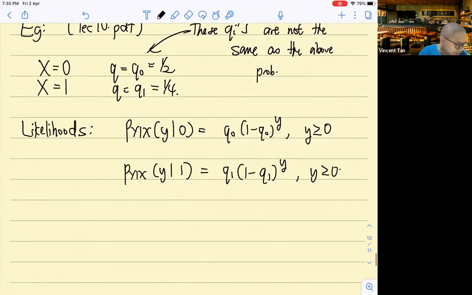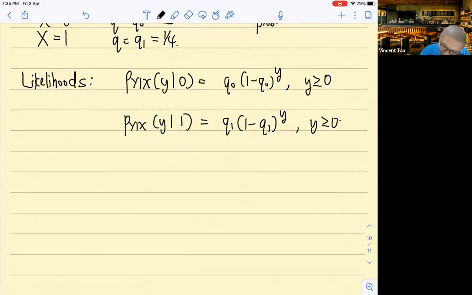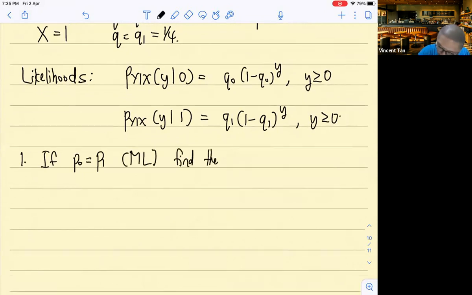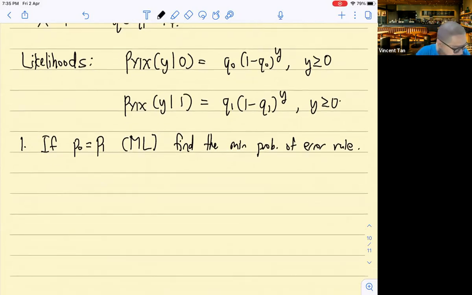So first problem here. Under the ML setting, so this is P0 equal to P1, this maximum likelihood, eta equals 1. The question is to find the minimum probability of error rule. This is one of my previous exam problems, a problem that I designed for an exam, but I decided not to use it because I got a better idea.